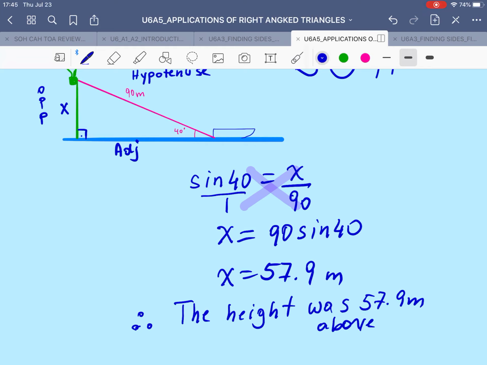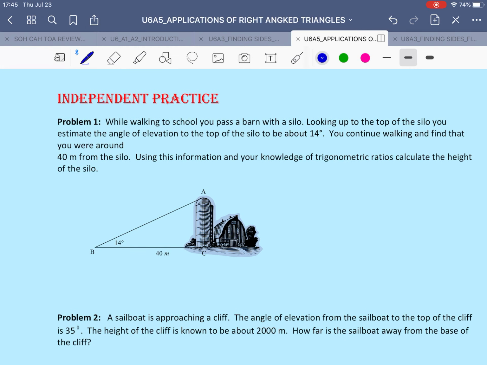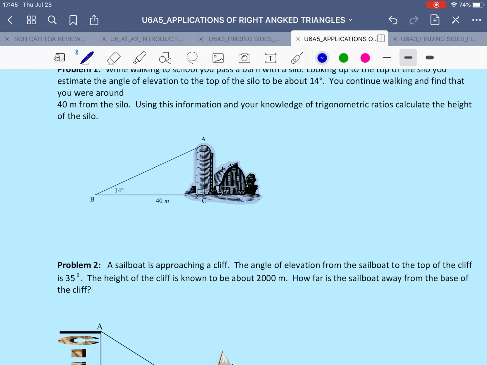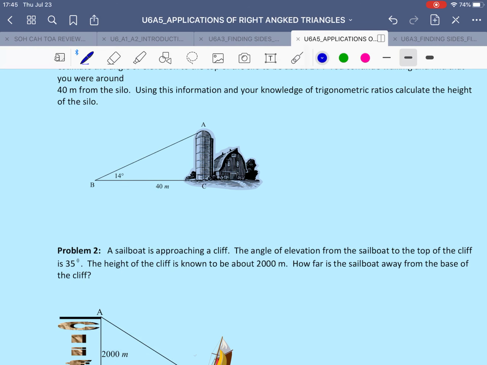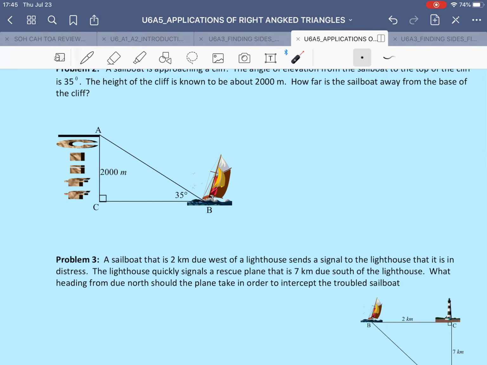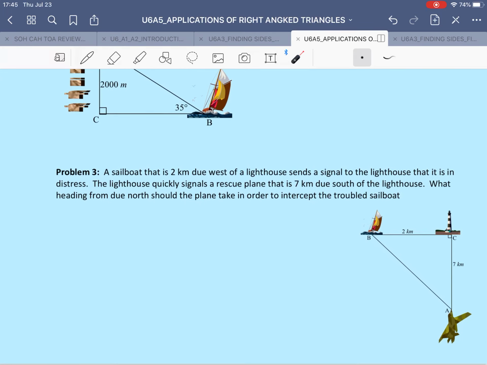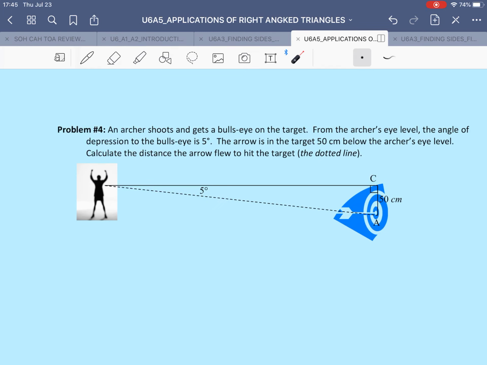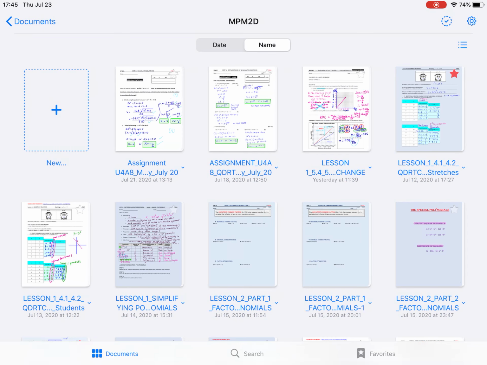Okay, that was it. And you have some more questions here, so more of an independent practice. You are given the diagram, so take a look at each diagram. Those are right angle triangles throughout, okay? And that's about it. So I hope that this made sense.